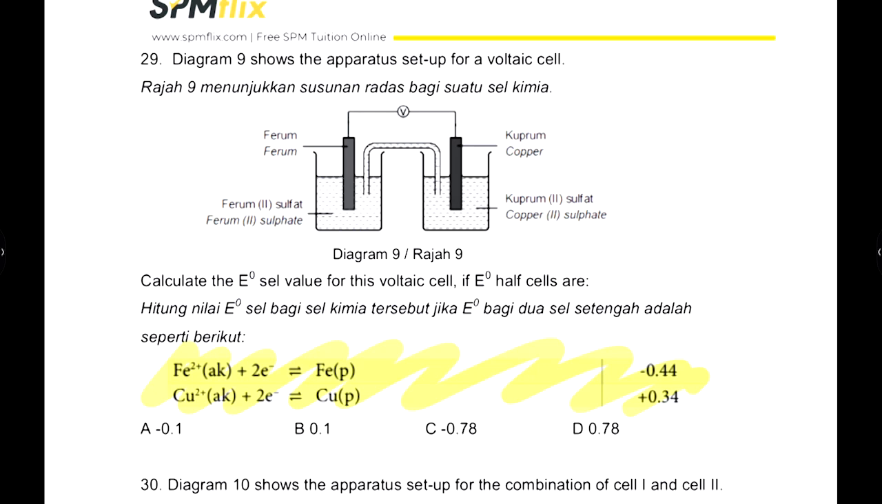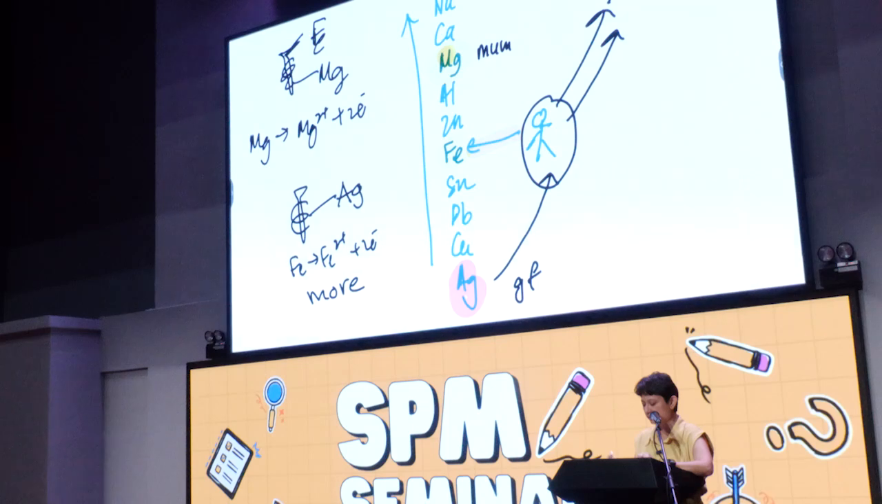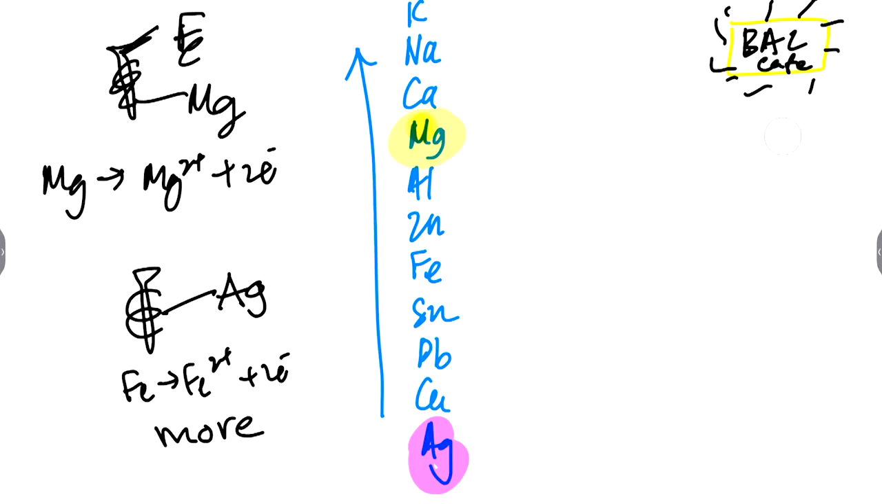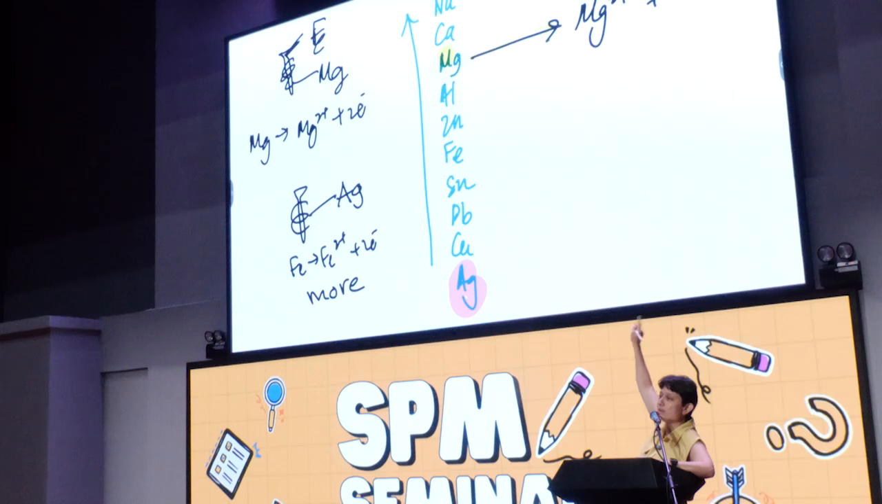Remember just now? Potassium, sodium, calcium, magnesium, aluminium, zinc. Okay. The one that is above will always release electron. Yang atas selalu mengalami pengoksidaan. Releasing electron. This is pengoksidaan. Okay? The higher you are, the more you want to release.